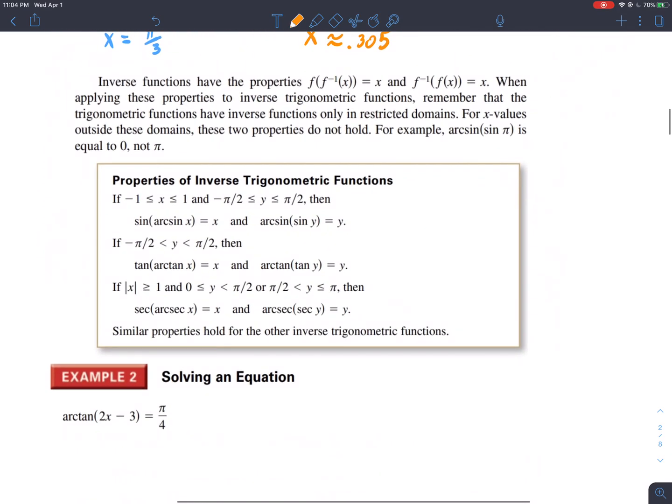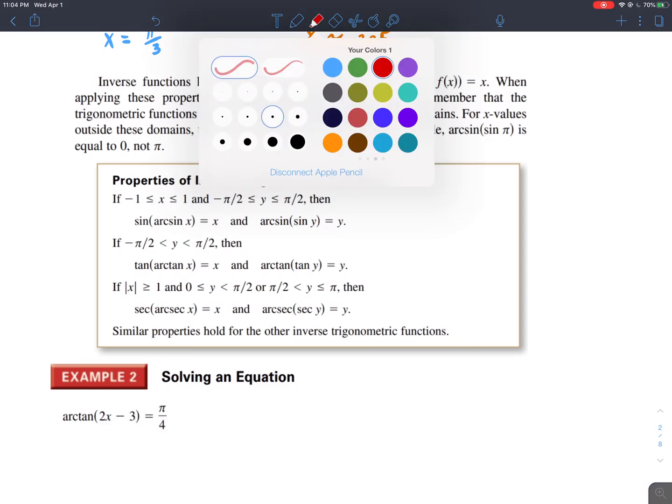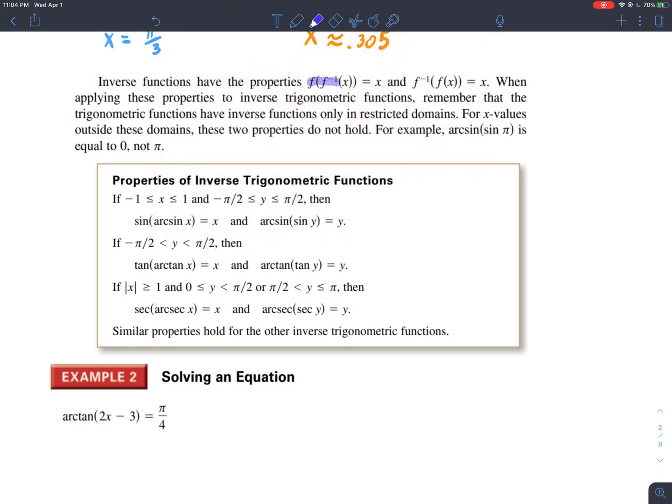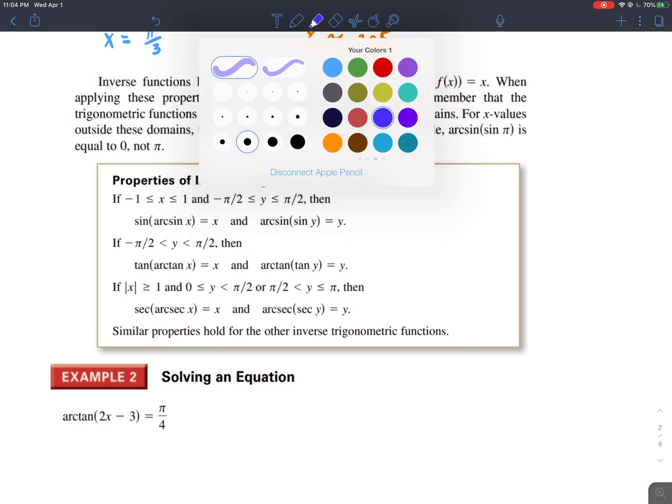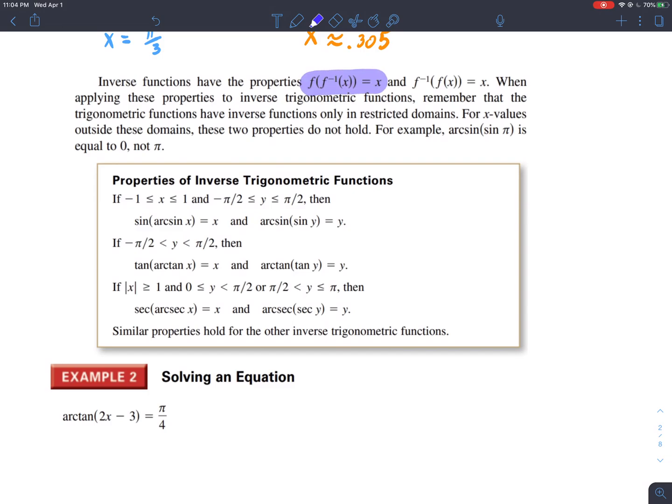Let's move on. Inverse functions have certain properties. All inverse functions have the property that when you compose two inverses together, meaning you put one inside of the other, whether you put the inverse as the input of the original function, inverse inside the original, or you put the original inside the inverse, when you compose them, they simplify to x. Now, this is true so long as we remember the restrictions on the domain.